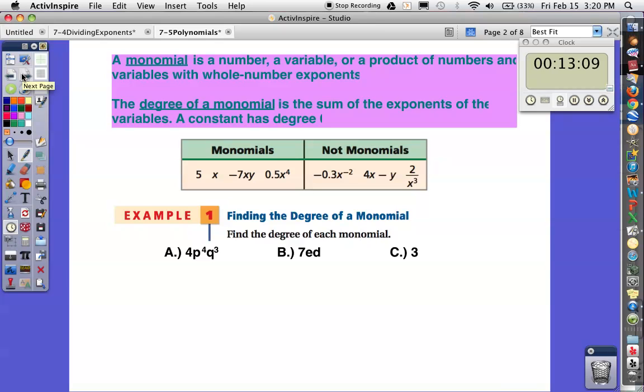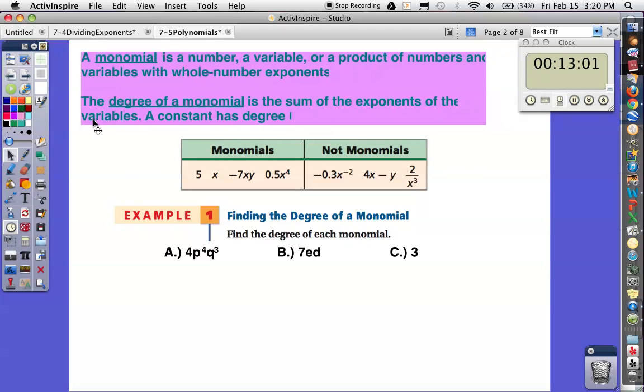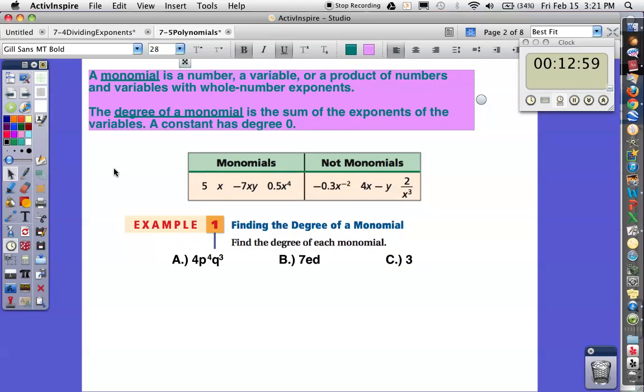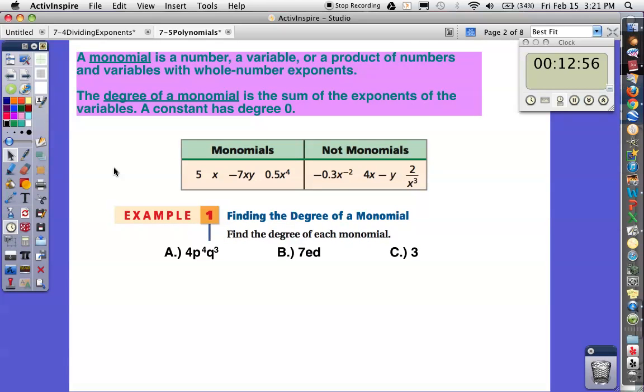A couple of vocab words, guys. A monomial is a number, a variable, or a product of numbers and variables with whole number exponents. Monomial, okay? The degree of a monomial, then, is the sum of the exponents of the variables. So you add up the exponents of the variables.